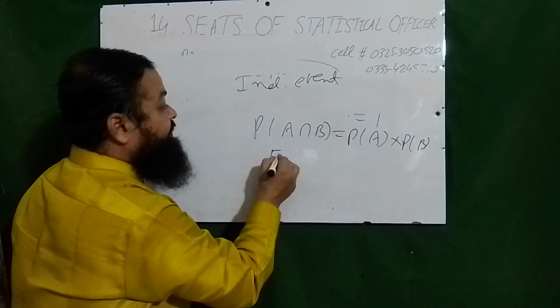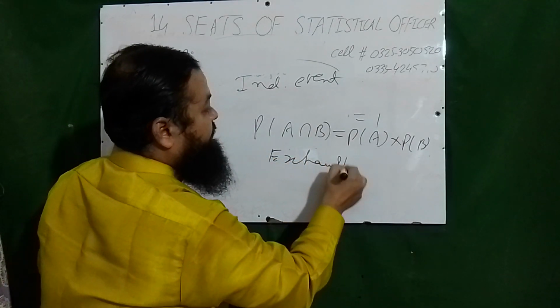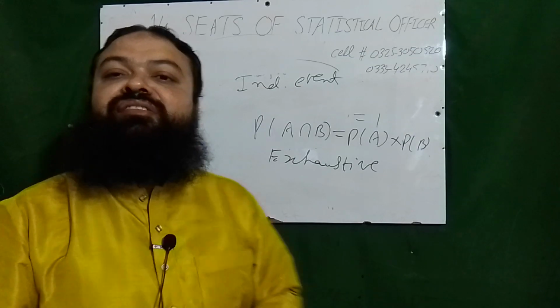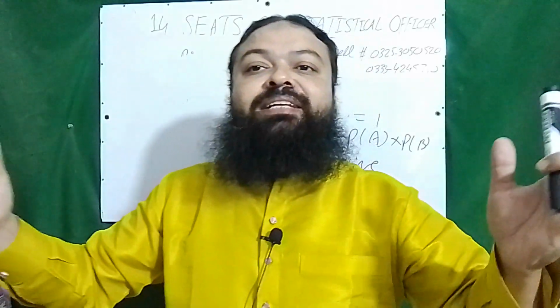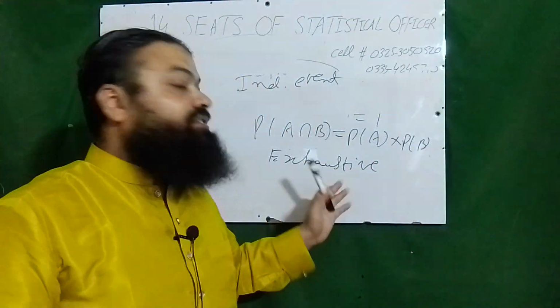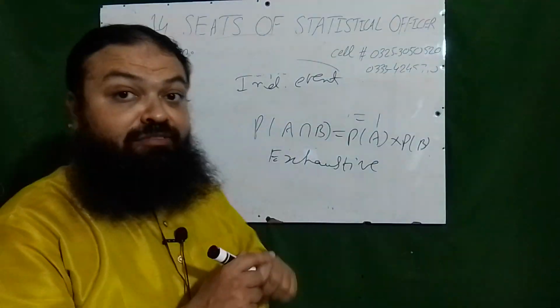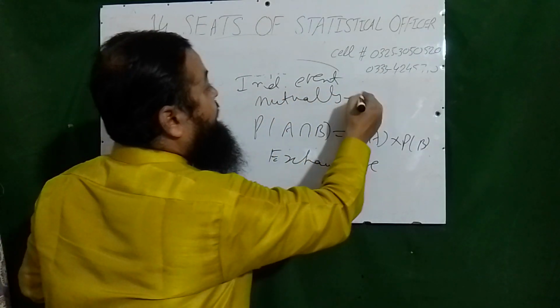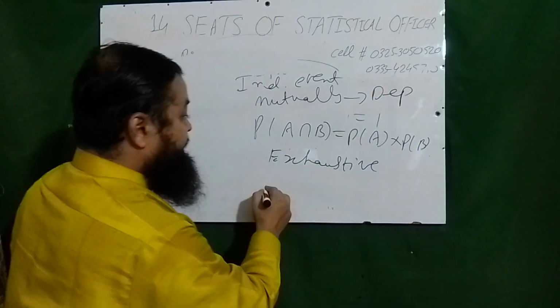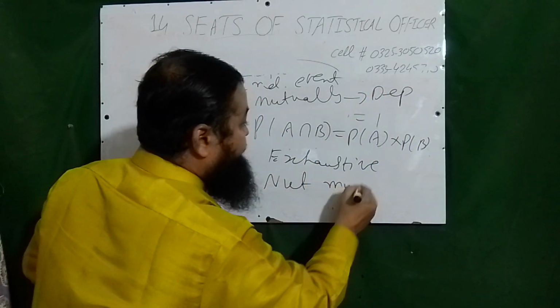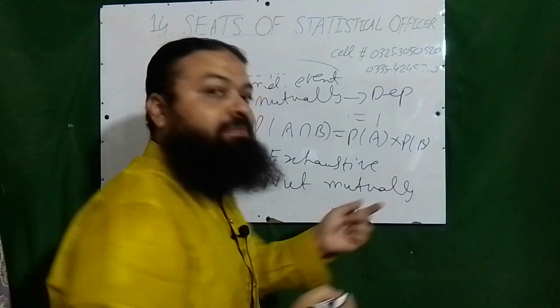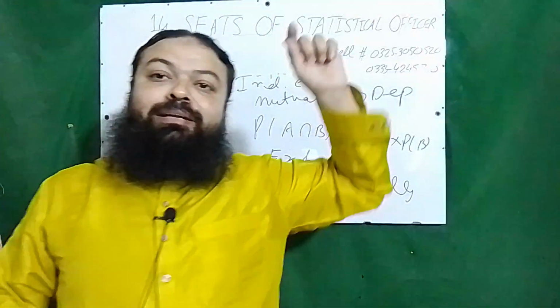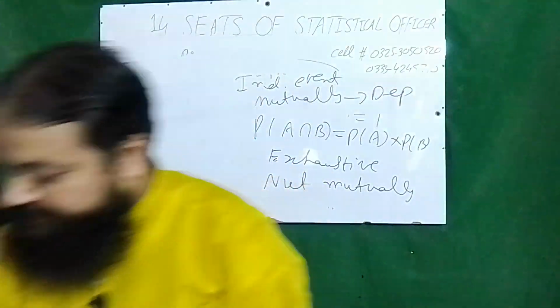Then completely exhaustive events. If the events make the complete sample space, they will be exhaustive events. Very important point, mutually exclusive events are always dependent and not mutually, very important MCQ. They can be independent or dependent, but mutually exclusive is always dependent.